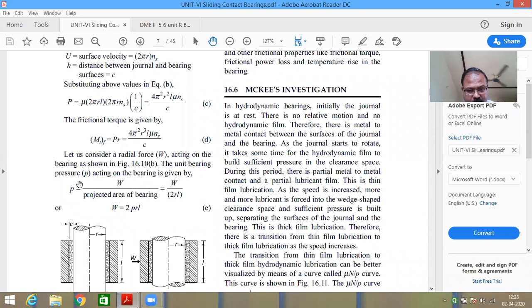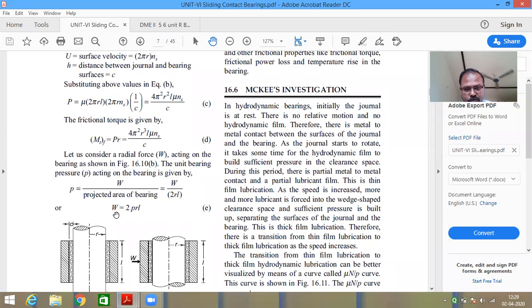We know that the unit bearing pressure is force upon projected area. Force is W, projected area is 2RL, that is, diameter into length, d into L. It is the area which is supporting the load. So bearing pressure is force upon area, so W is equal to 2PRL.